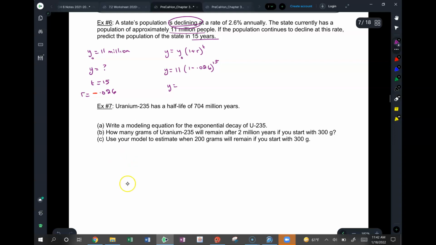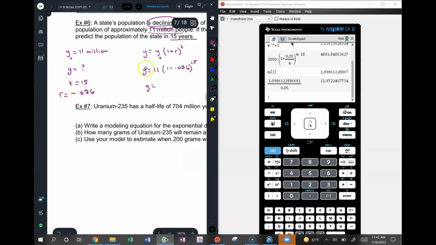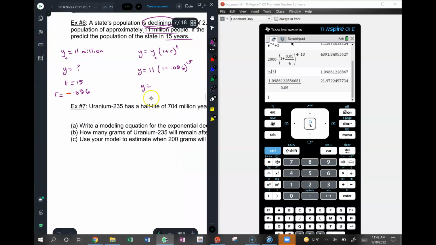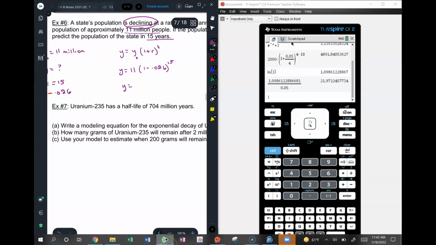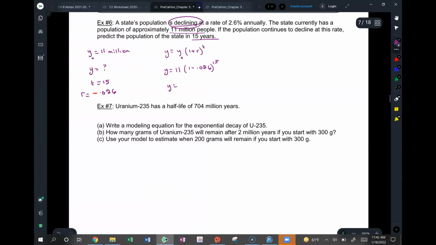Wait, in the formula isn't it KT? That's for the continuous one. Oh, okay. So you can plug that in, right? And it'll be like, I think 7.4 or something, right? Are there other words that will tell you that it's continuous? It'll have to say continuous, yeah.